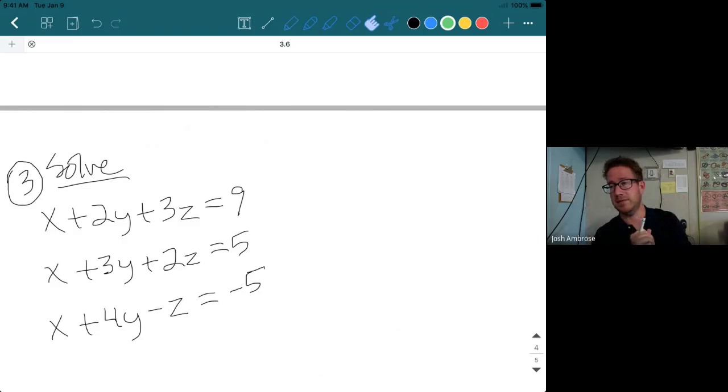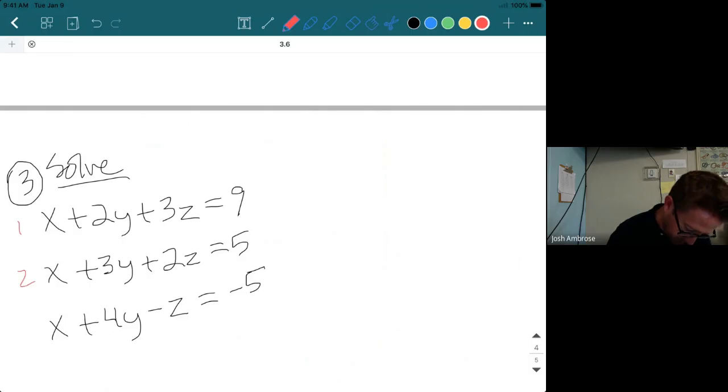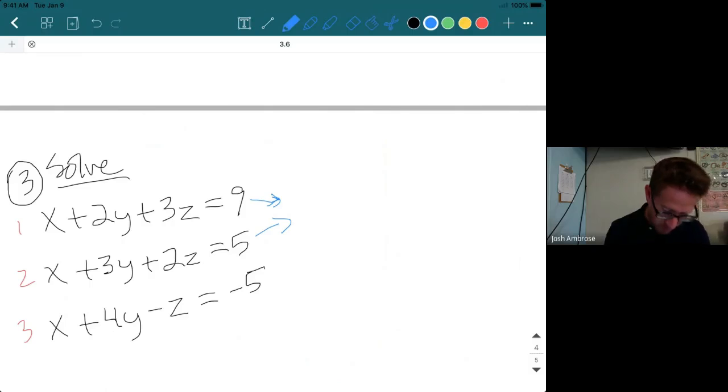But look what we have. We have an example where all 3 triplets possess x with a coefficient of 1. So right off the bat, we could jump in and take, we got equation 1, 2, 3. Now we're going to take these 2 guys, and they will create a brand new one.